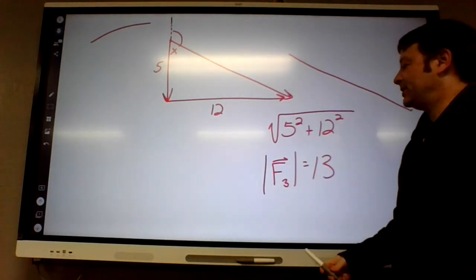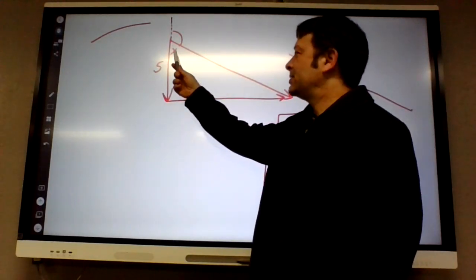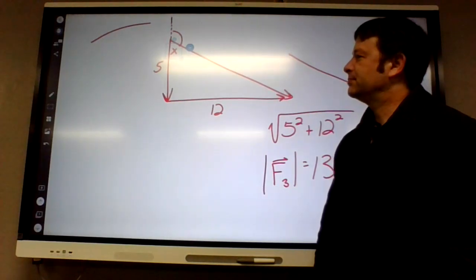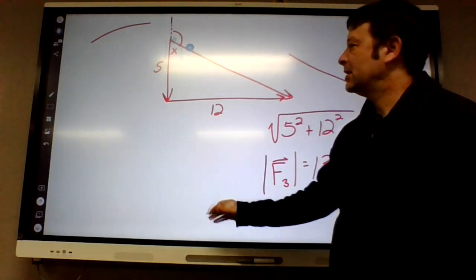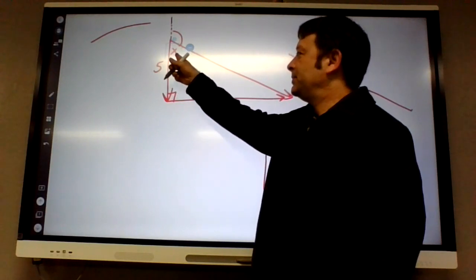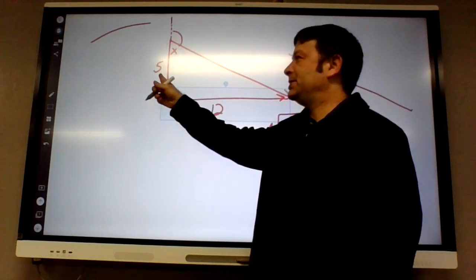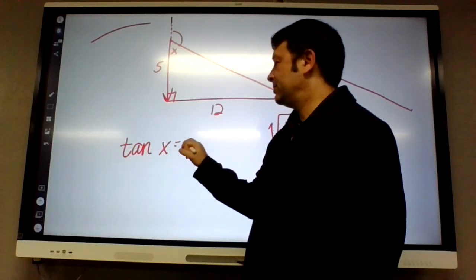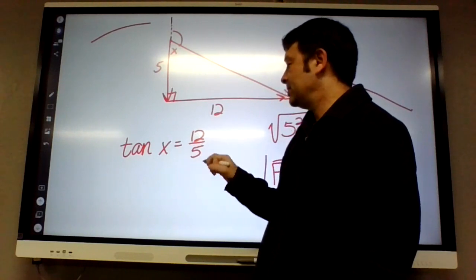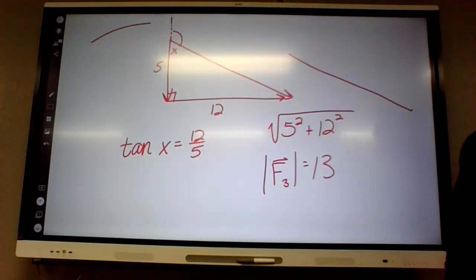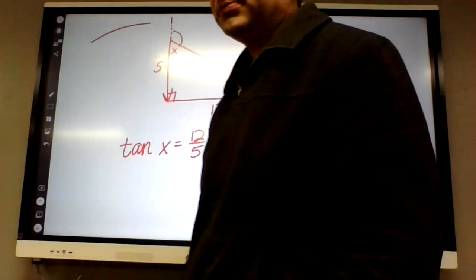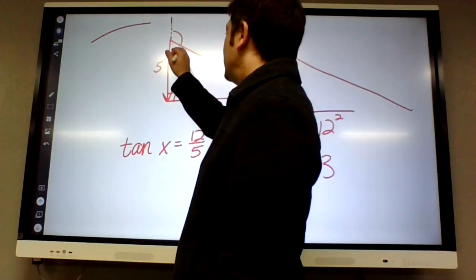So how are we going to find this angle right here? Tangent, yes. Relative to this angle, we have the opposite and adjacent. So tangent of the angle equals opposite over adjacent. So what do we plug in the calculator? Tangent inverse. Probably rounding to the tenth place. 67.4. Is that the answer?